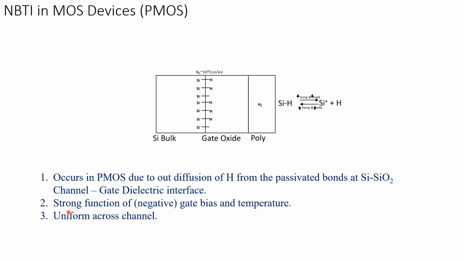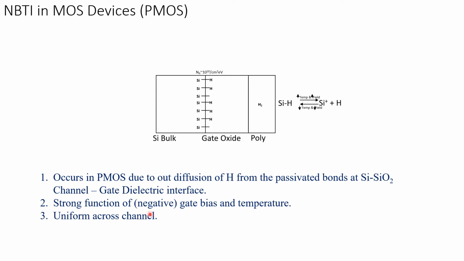As I explained, this process is a strong function of gate bias and temperature. And another important property of BTI in general is that it is not a function of the geometry of the device, the width and length of the MOSFET. It is basically uniform across the channel.